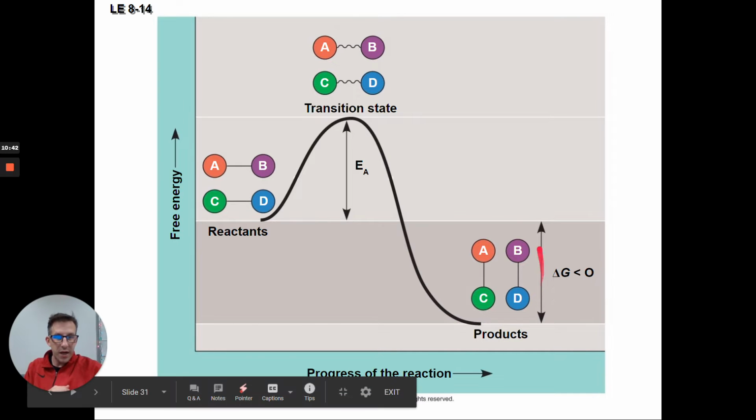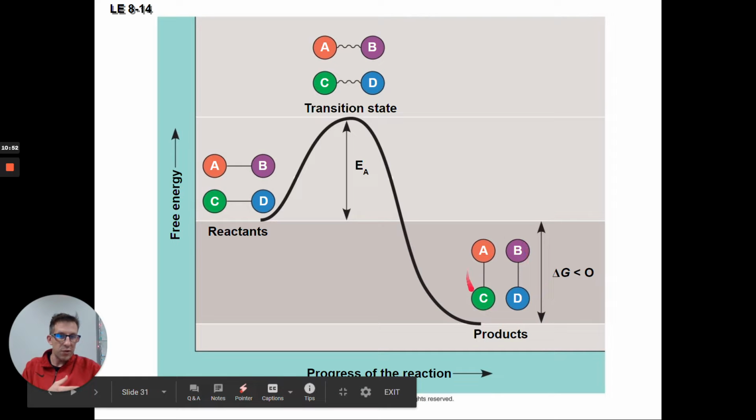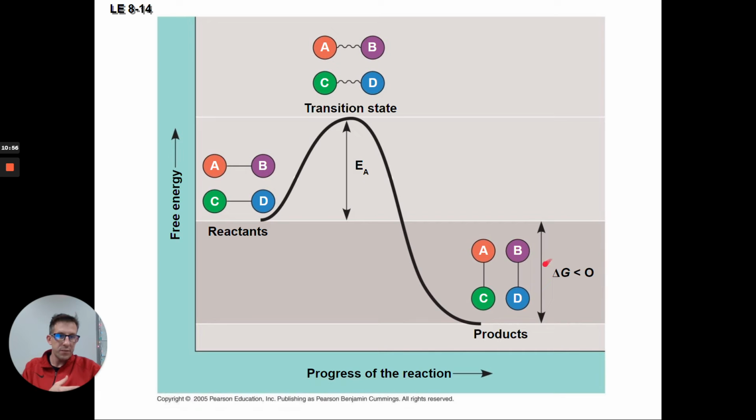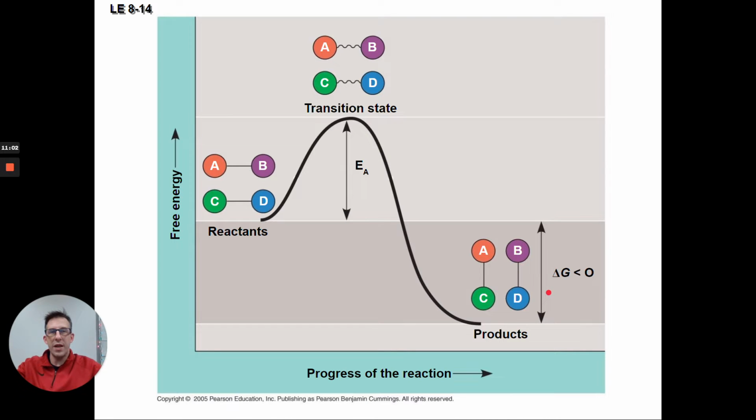Now these products, once they've been created, have a new amount of energy associated with them, which means they've lost some energy. At least in this case, this is an exothermic reaction, meaning that we have lost energy. Okay? There's been a certain amount of energy lost. And so sometimes that energy is lost to the environment as heat. Sometimes that energy can be harnessed by a cell to do work. Okay? So that's what we're seeing here with this energy diagram.